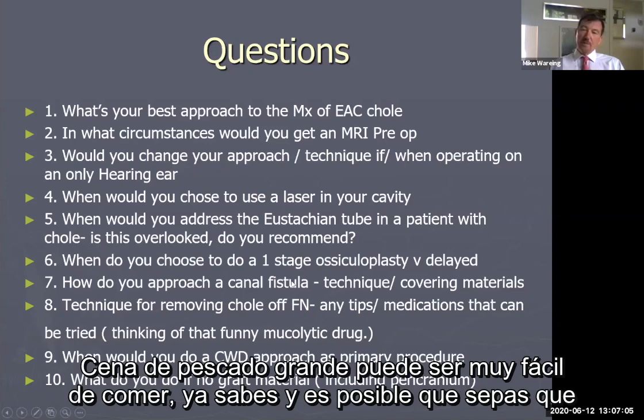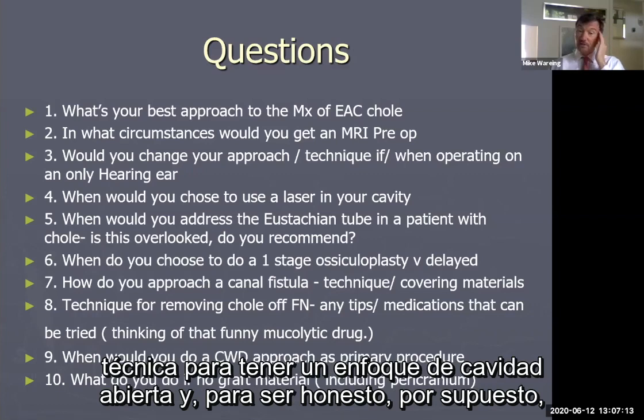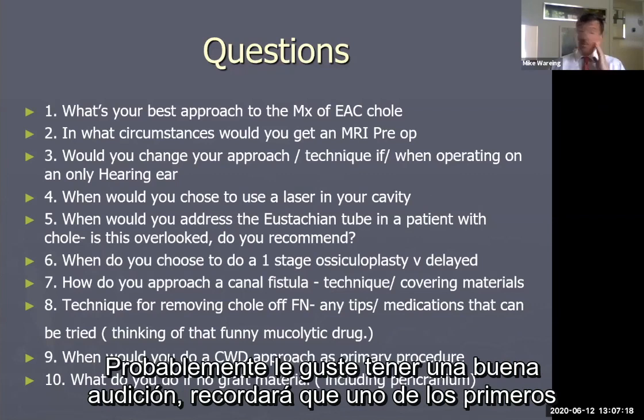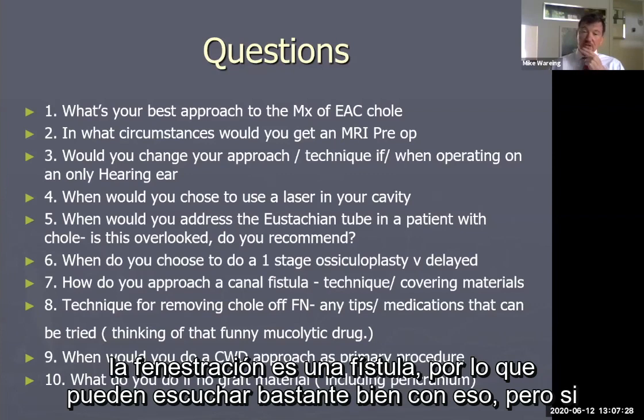I think if you've got a very big fistula, and you may know that preoperatively, it can be very difficult, and you probably would change your technique to have an open cavity approach. And to be honest, of course, they're probably likely to get quite good hearing. You will remember that one of the early treatments for otosclerosis was, in fact, the creation of a fistula. So fenestration is a fistula. So they can get pretty good hearing with that.